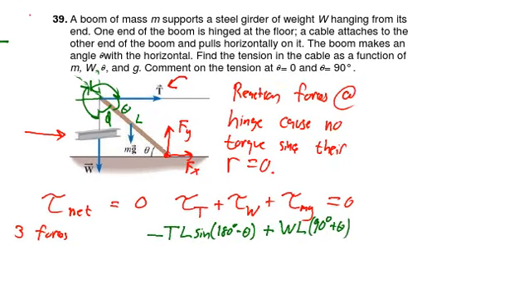And then the torque due to the weight of the boom itself will be positive because it will make the boom rotate counterclockwise, and that will be mg L over 2 times, oops, that was supposed to be the sine of 90 plus theta.